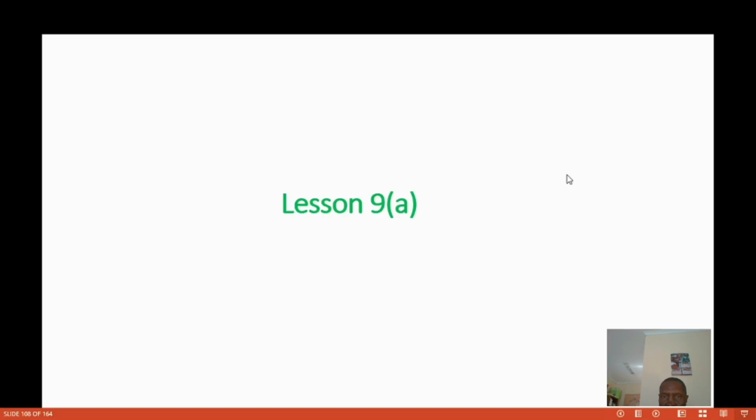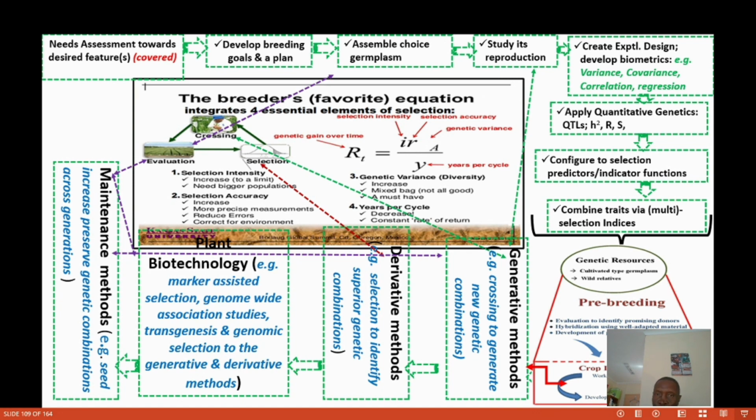And what I'd like to remind you is that this plant breeding framework is extremely important, and it covers two parts. The first part is what we have concluded up to lesson 8. It basically begins with looking at who is the client. That's what I'm calling box 1.